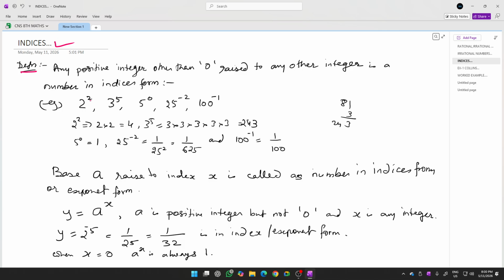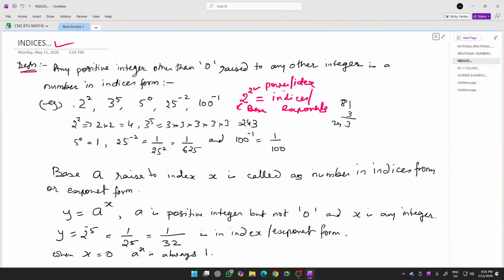For example, 2 raised to 2, 3 raised to 5, 5 raised to 0. See, these are read in this way, 2 raised to 2. So this 2 is known as the base, and this 2 that is written on top of this 2, this is known as the power, or it is known as the index. Any number which is written in the form of a base, and on top of that base you have written some power, then this type of number is known as indices, or they are also known as exponents.